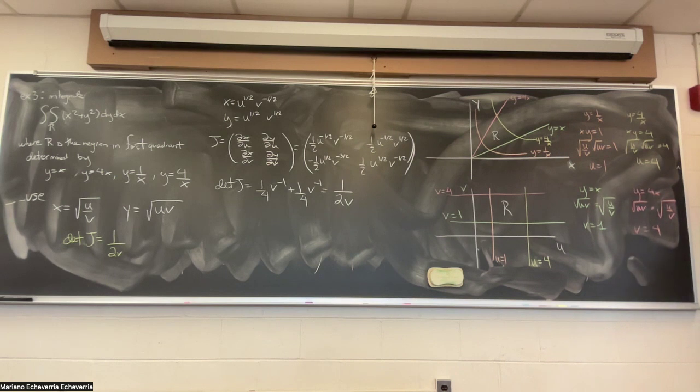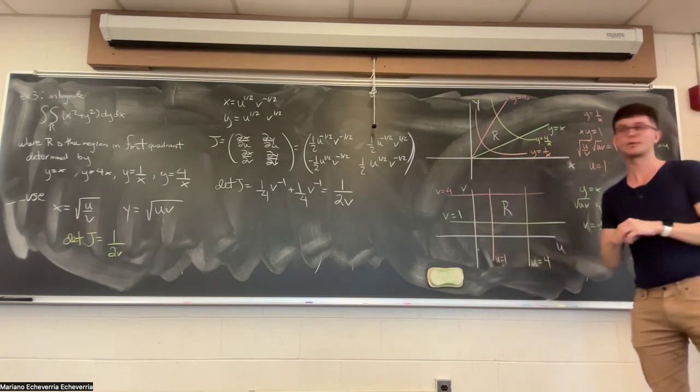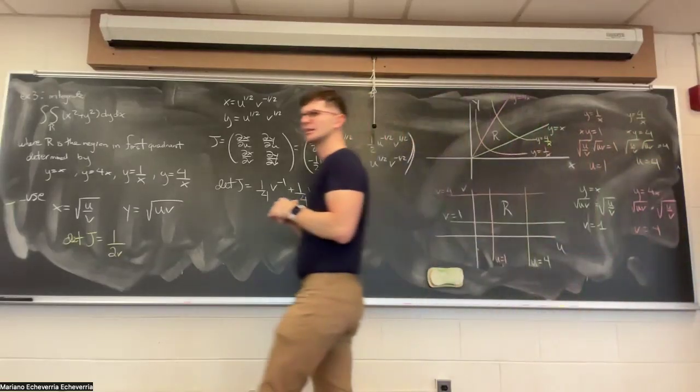Okay, so now the integration is very easy. It's taking place on a square, basically. So the bounds will be very easy. U is going to go from 1 to 4, and V is going to go from 1 to 4. Is that making sense? Any questions about this?